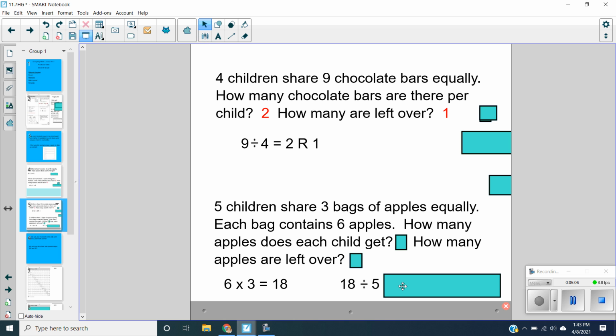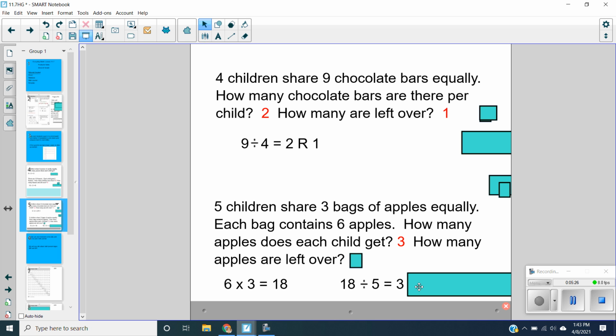If you need a little more time, press pause. Now when I'm thinking 18 divided by 5, if I counted by 5s, I could think 5, 10, 15. They can go in there 3 times. So 18 divided by 5 equals 3.